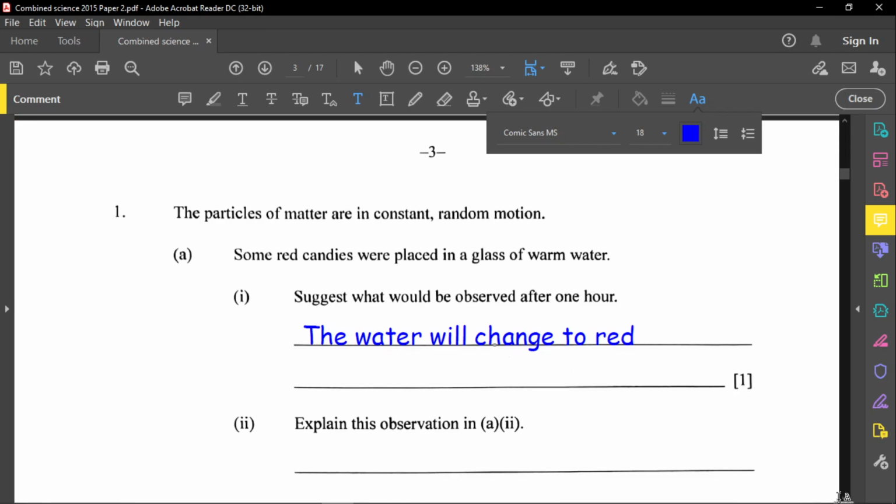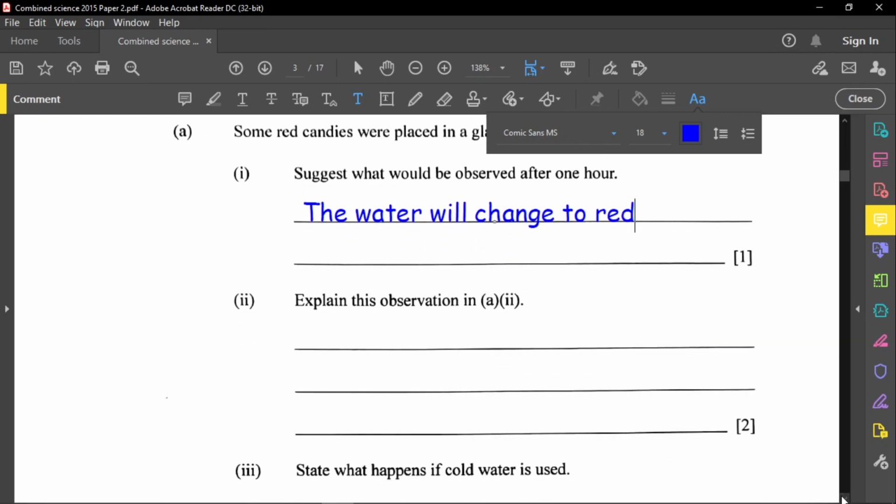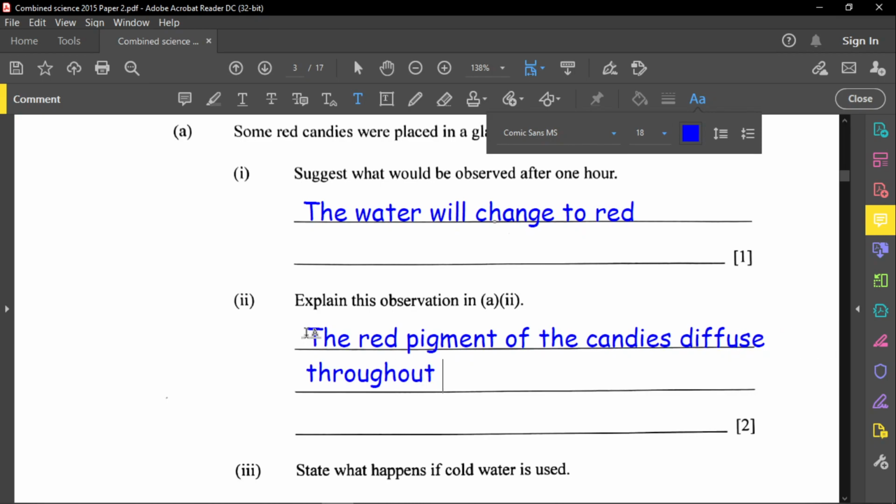Next is to explain this observation. So we will put that part now. It is simply because the red pigment of the candies will diffuse throughout the water. Okay, all right. So that's the answer there.